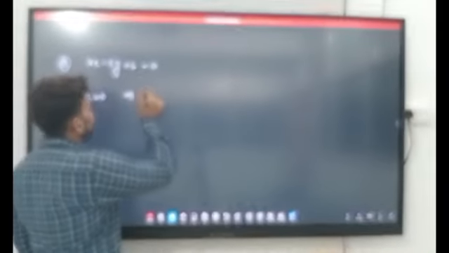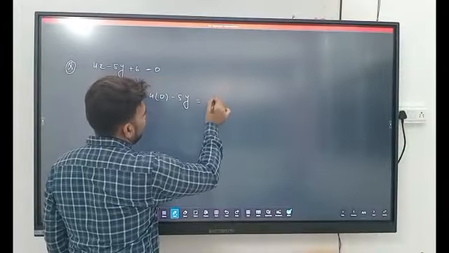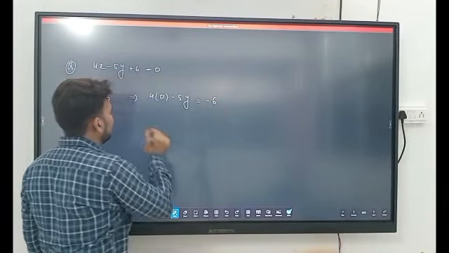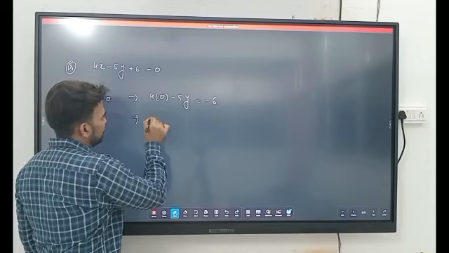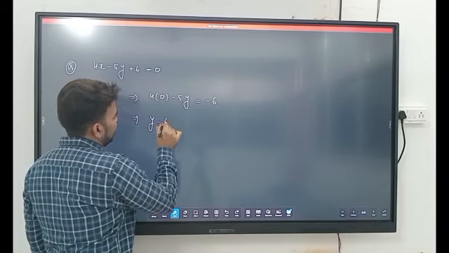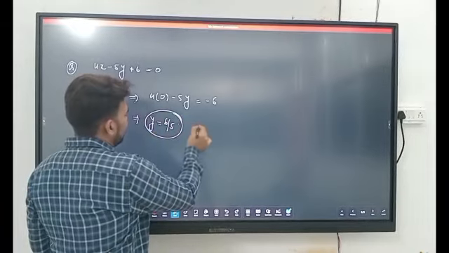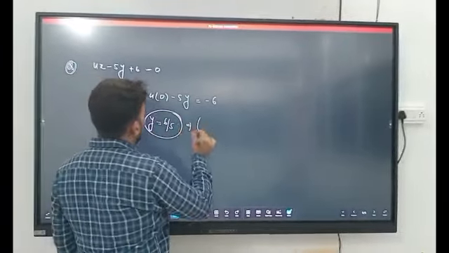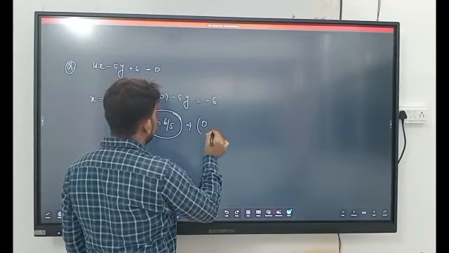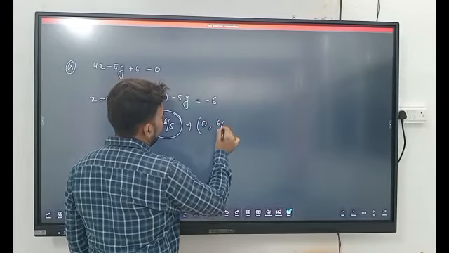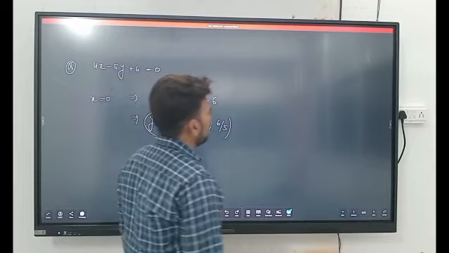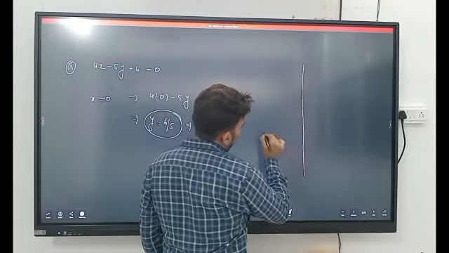Now listen very carefully. 4 into 0 minus 5y is equal to minus 6, as plus 6 goes to that side. From here we get y is equal to 6 by 5. Got that? So we can locate the point (0, 6/5). Now if I want to draw the graph between y and x, check properly.